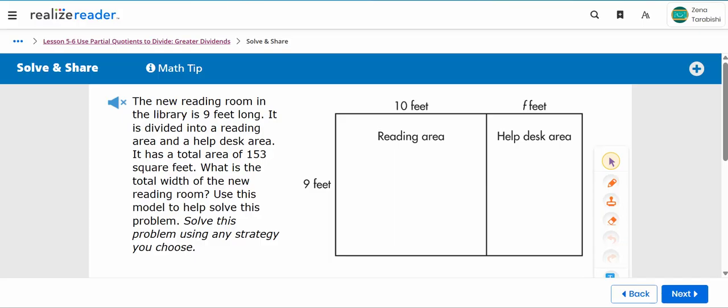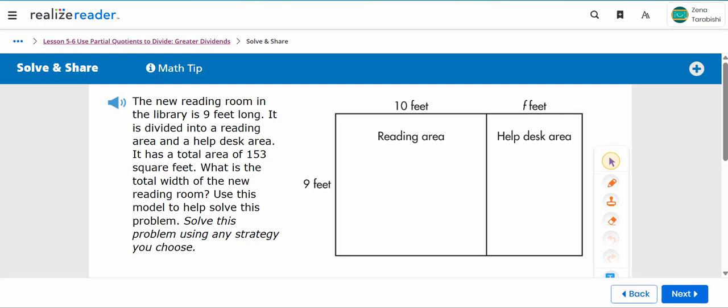The new reading room in the library is 9 feet long. It is divided into a reading area and a help desk area. It has a total area of 153 square feet. What is the total width of the new reading room? Use this model to help solve this problem. Solve this problem using any strategy you choose.